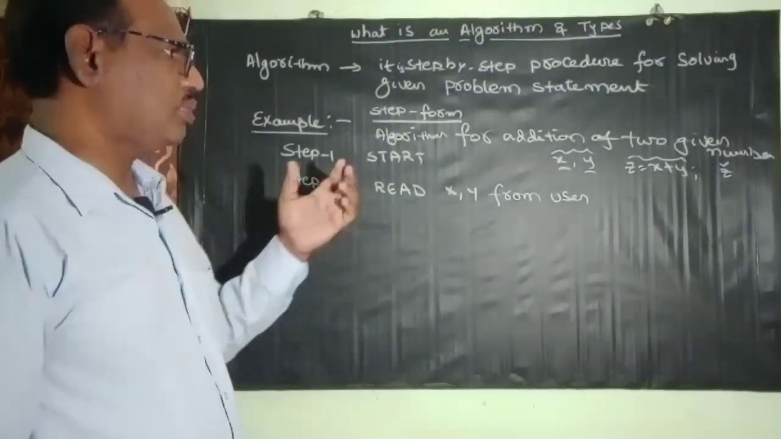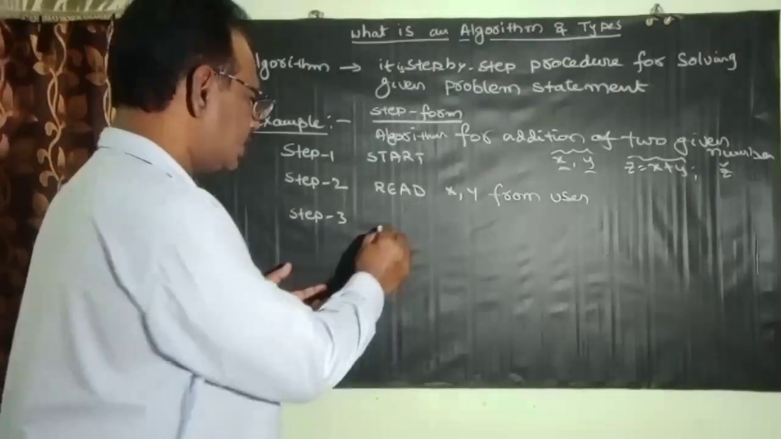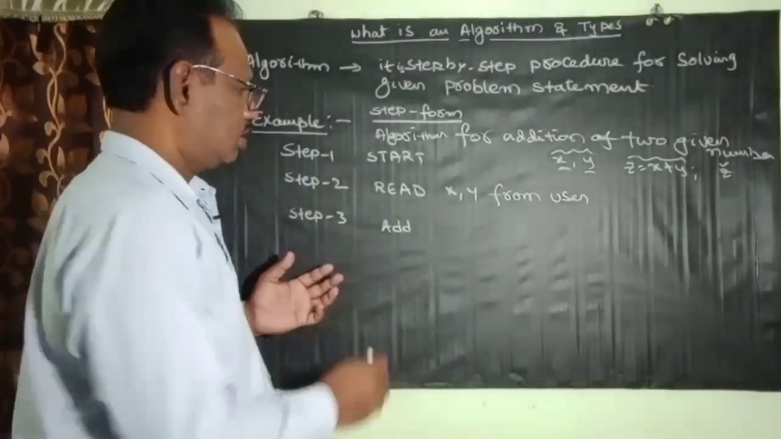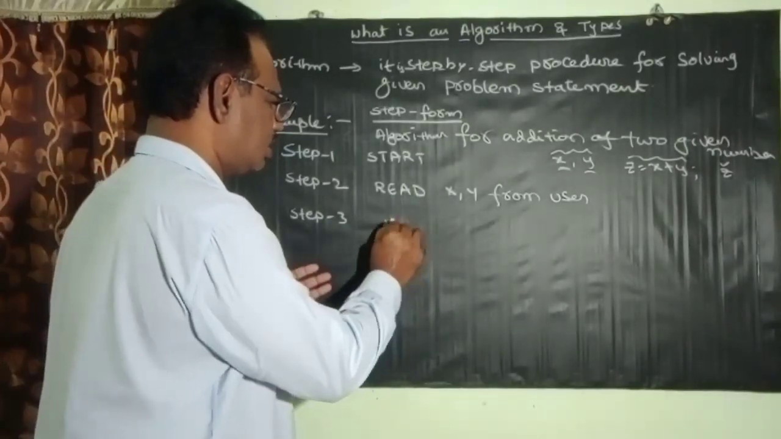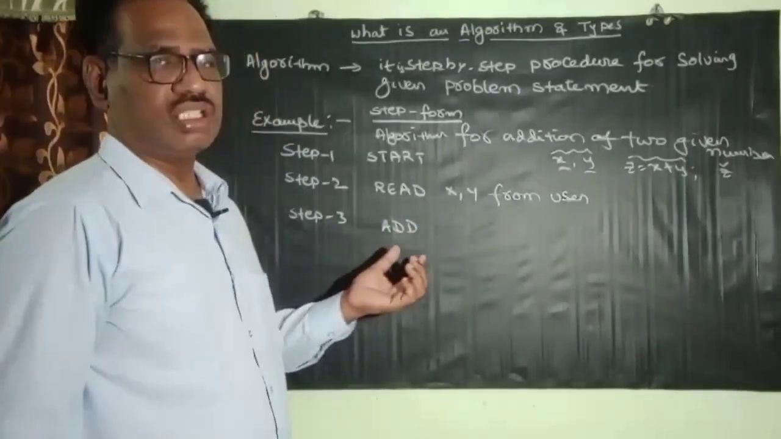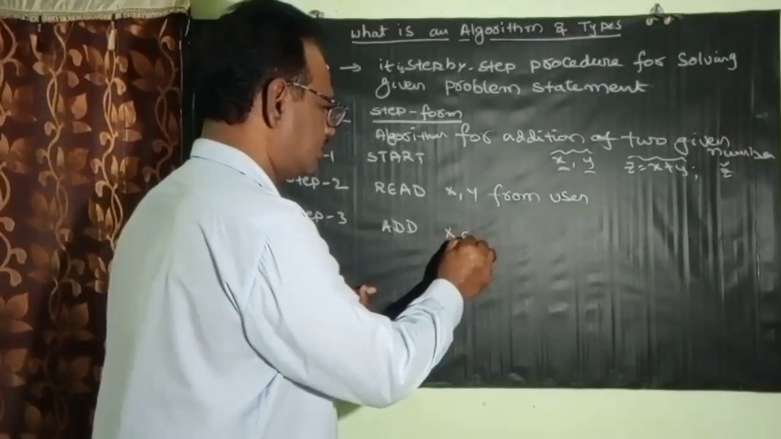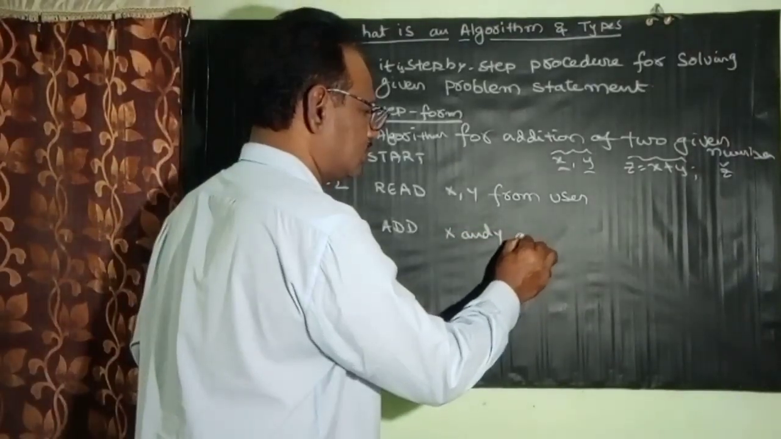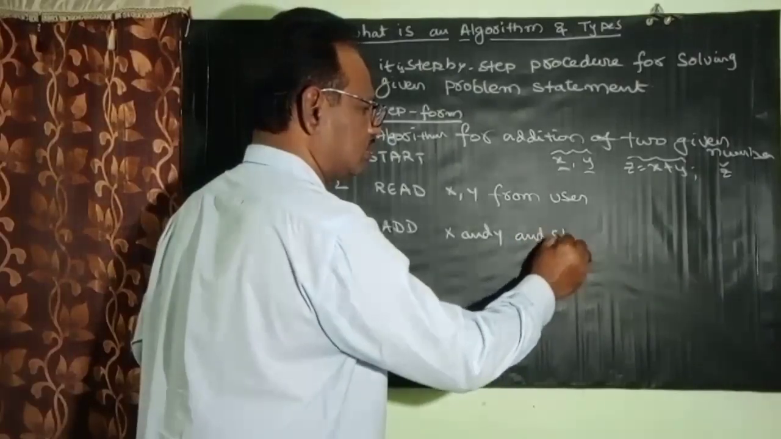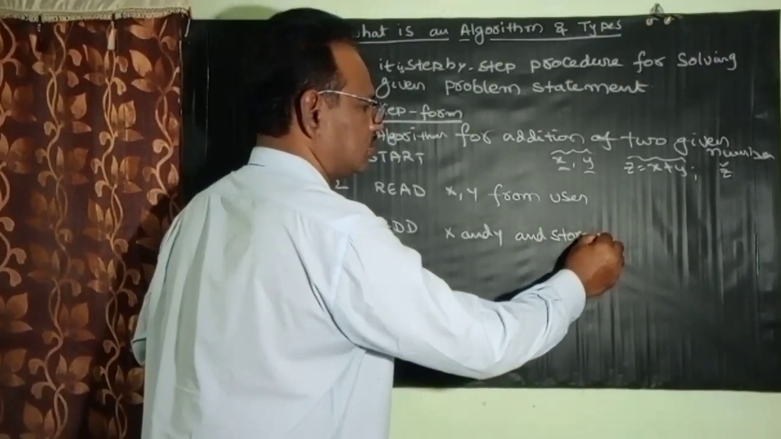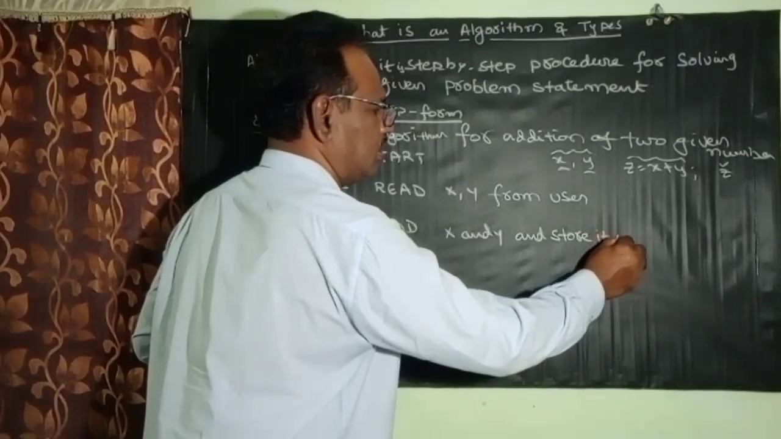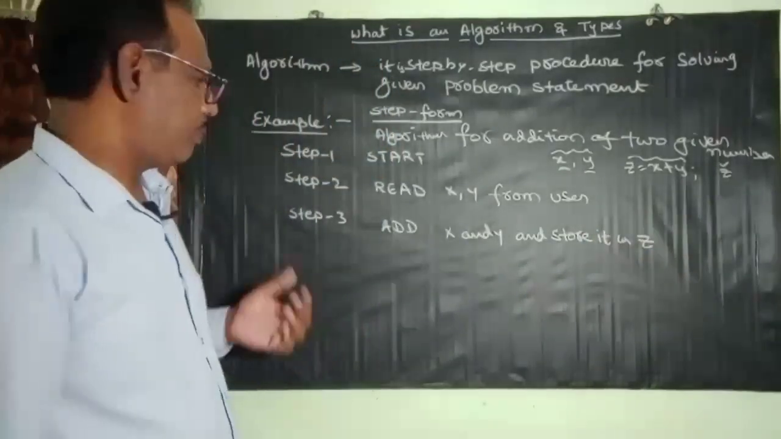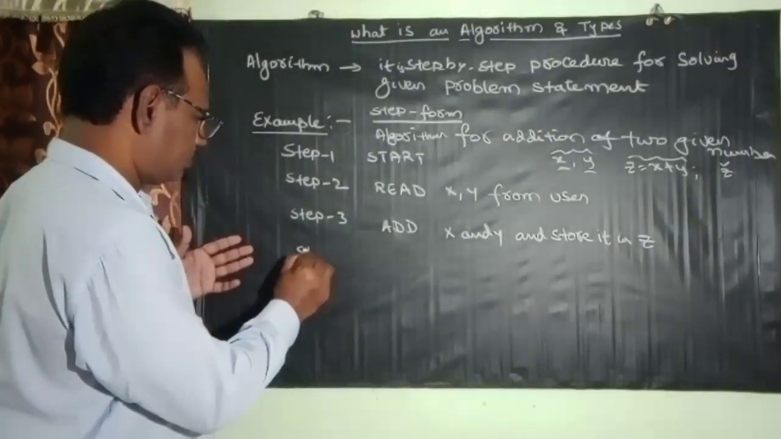Then I have to add these two. Add. I can use a capital word so that, add x and y and store the result in Z, right? Then step 4.